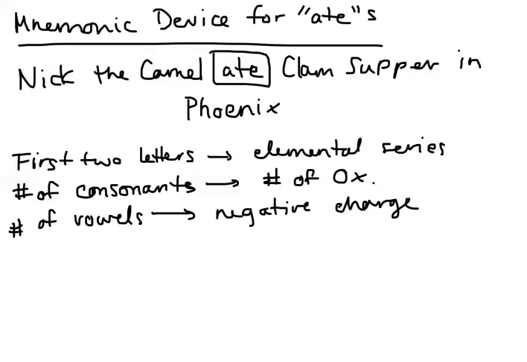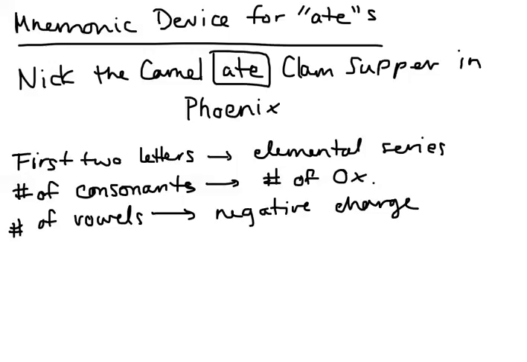Let's try sulfate. How many oxygens should we have? 4, because S, P, P, and R are all consonants. So it's SO4, and then what's our charge? 2 minus, because U and E are the vowels. This is how you use this, okay?